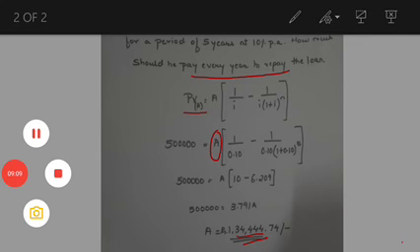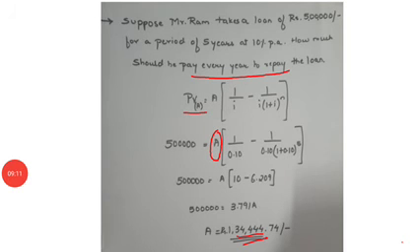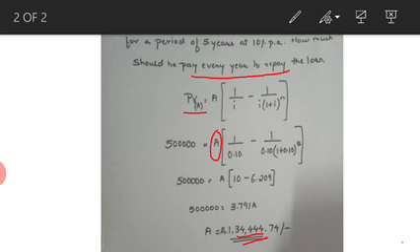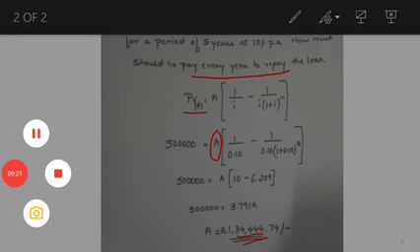I hope you're clear with this concept of present value of annuity. In the assignment that has been provided to you, there is a problem on loan amortization. Request you to kindly solve it, and if there are any queries, please post them on the group.